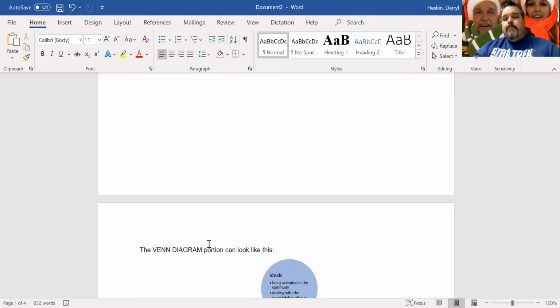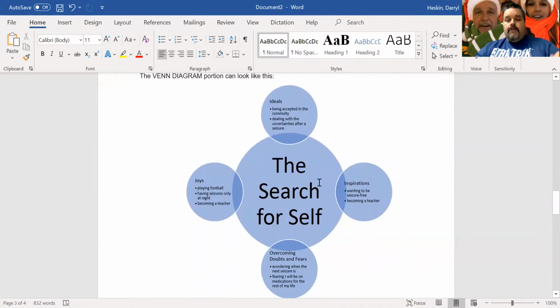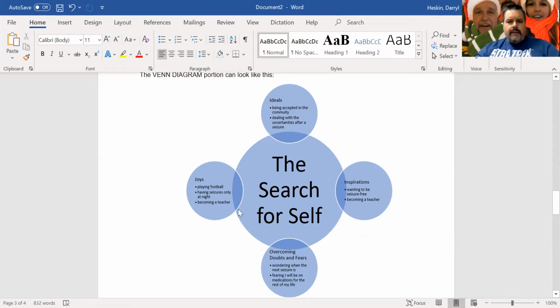Now I get into the other components, and so the Venn diagram would look like this. So I have the search for self, that's my theme, and I have my components, ideals, joys, inspiration, overcoming doubts and fears, and then I've put some bullet points in there to expand on what those joys are, what those ideals are, inspirations, overcoming doubts and fears, and a Venn diagram shows that they all correspond or correlate with the theme itself, the search for self. So that's all you have to do for your Venn diagram. Okay? So I've got that done.